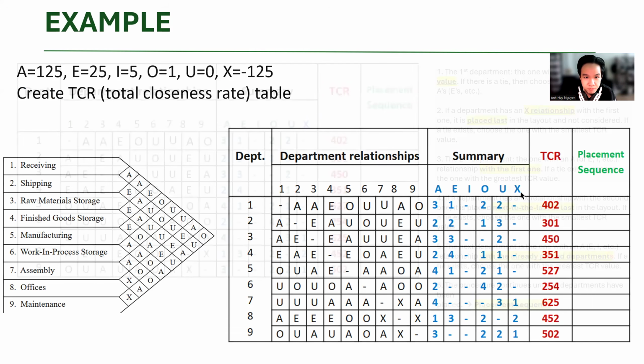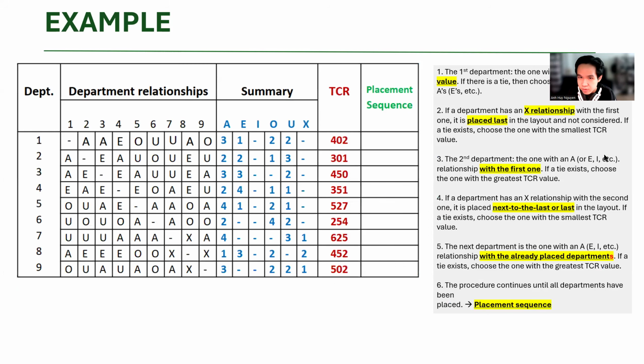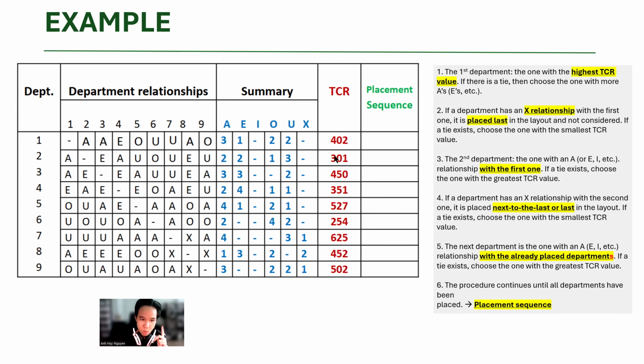Now I'll tell you. I have the rules on the right hand side, as you can see. Now I'll guide you through the process. Look at step number one. We will choose the first department with the highest TCR value, okay? So look here, TCR value.